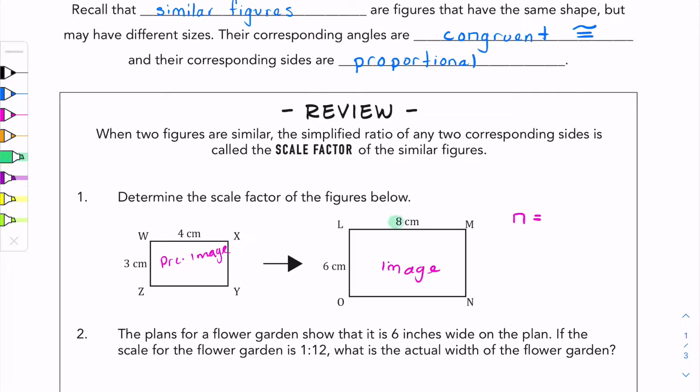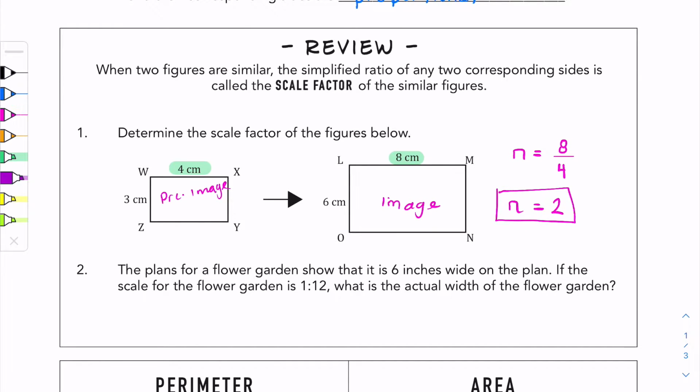And in order to set up my ratio, I'm just going to set up a fraction of 8 over 4. So 8 to 4, you have to do the same sides. So the proportional sides would be 8 to 4, which simplifies to a value of 2. That means the scale factor from the smaller figure to the larger figure is 2. You could have also set up a ratio of the side 6 to 3. Again, remember it's image over pre-image. So 6 to 3 would also simplify to a value of 2.